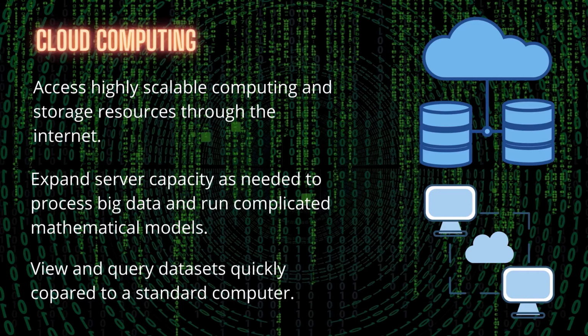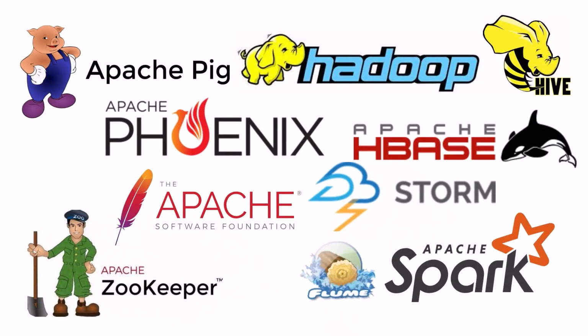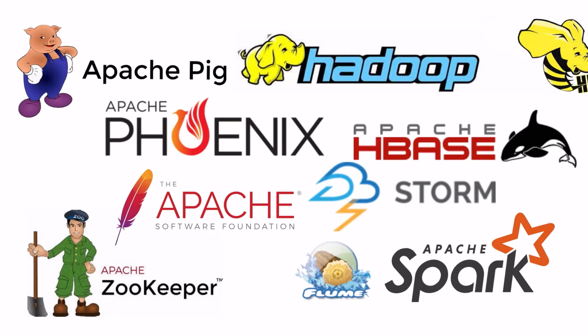The cloud is a set of highly powered servers at a particular location. They can often view and query large datasets more quickly than a standard computer. Some of the applications used in big data are Hadoop, Apache Pig, Apache Hive, Apache HBase, Apache Phoenix, Apache Spark, Apache Zookeeper, Cloudera Impala, Apache Flume, Apache Sqoop, Apache Oozie, and Apache Storm.